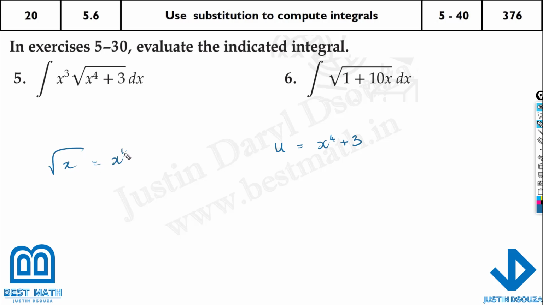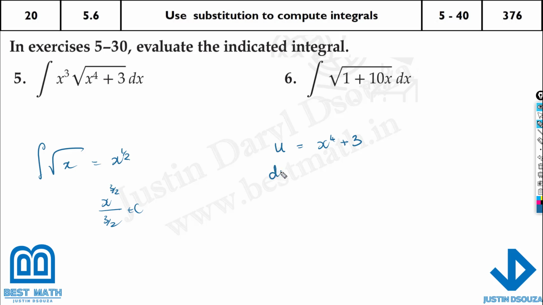This is equal to x power half. And then when we integrate this, what's going to happen? Just add the power. By the power rule, it's going to be x^(3/2) divided by 3/2 plus c. So we know how to solve this. But we don't know this one, right? So that is why our goal is to get this in terms of u.